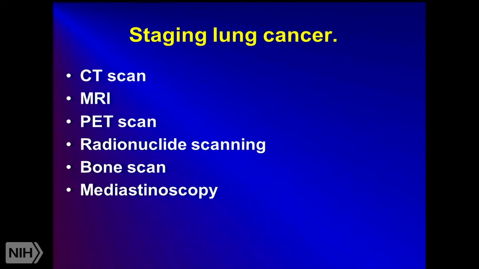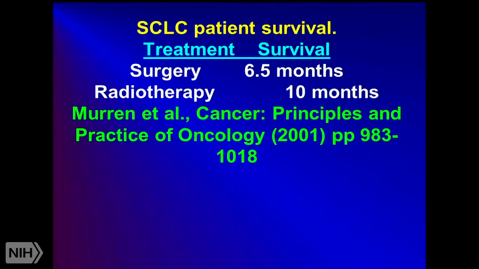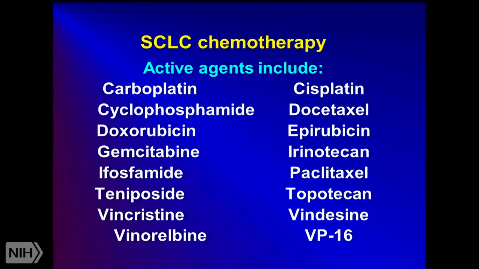So in terms of staging of lung cancer then, you can use various techniques such as the CT scan, MRI, PET scan, radionuclide scanning, bone scan, and assaying the lymph nodes around the lung. So traditionally, if the cancer is detected early, they try to do surgery, but with small cell lung cancer, the survival time is only 6 months. And using radiotherapy, the survival time slightly increases to 10 months, but it all goes very fast and there's death within a year.